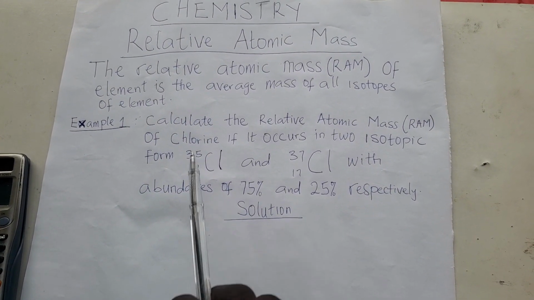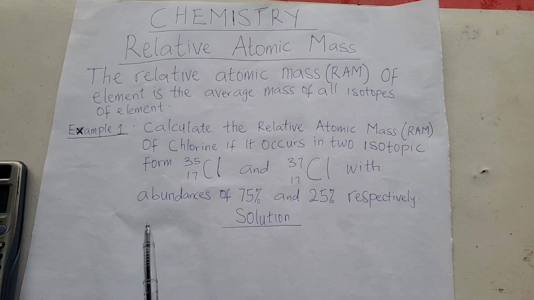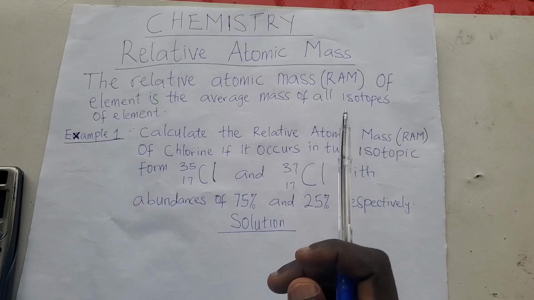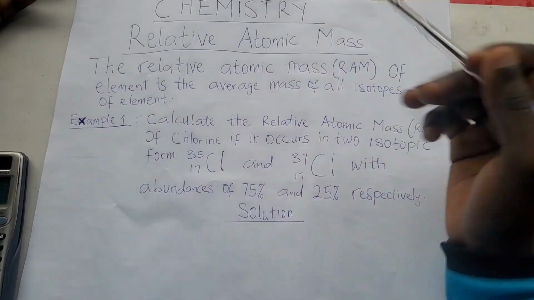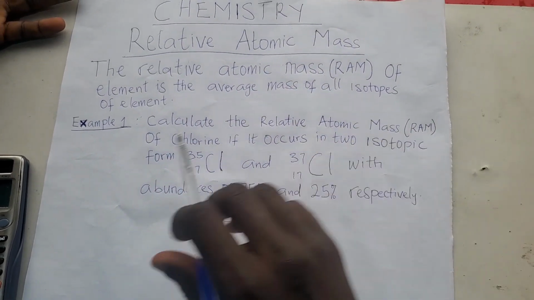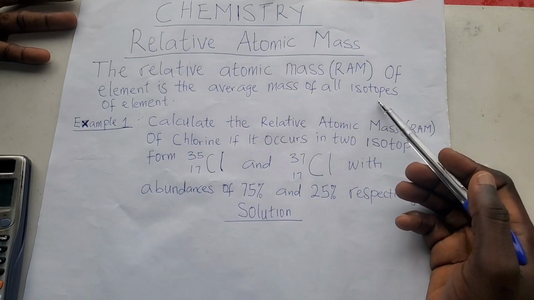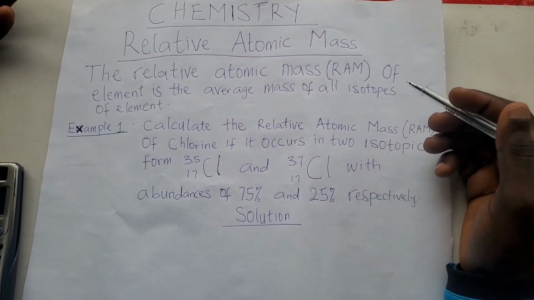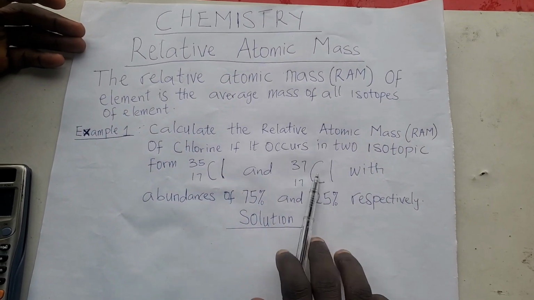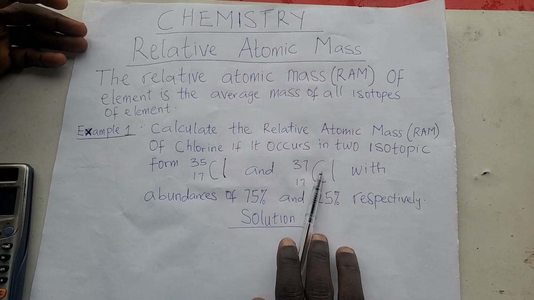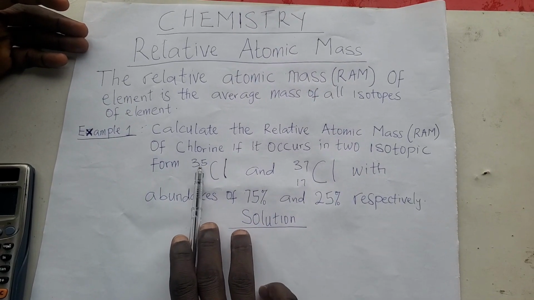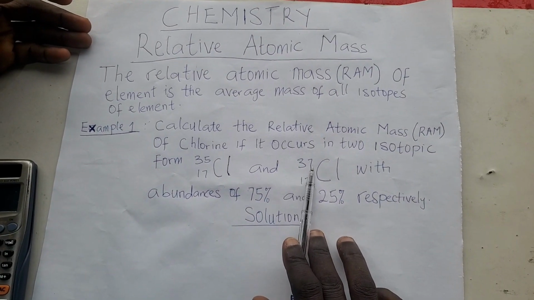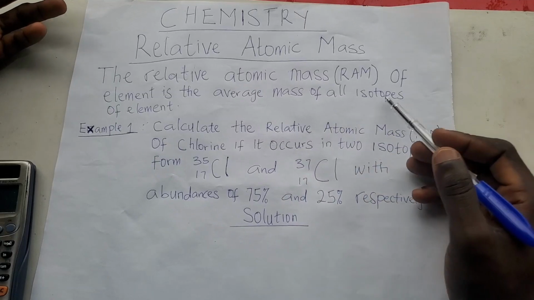In this class, we'll be answering this problem under atomic structure, which is the relative atomic mass. What is relative atomic mass at first? Relative atomic mass of elements is the average mass of all isotopes of elements. This is used for elements that undergo isotopic form, such as chlorine. You can see chlorine now. It undergoes two isotopic forms. You can see this and this: the first one has a mass number of 35, the second one has a mass number of 37, but still the same atomic number, that is isotope.